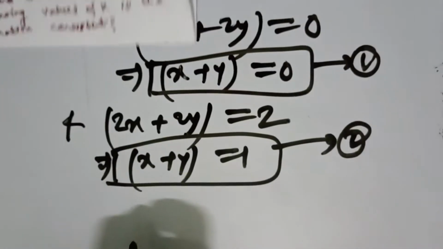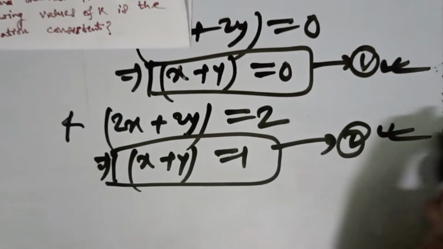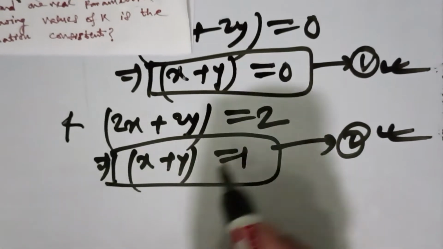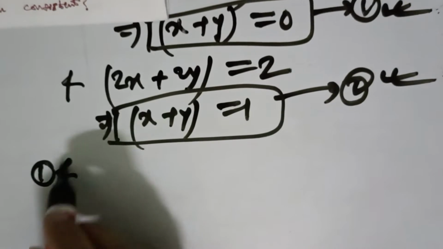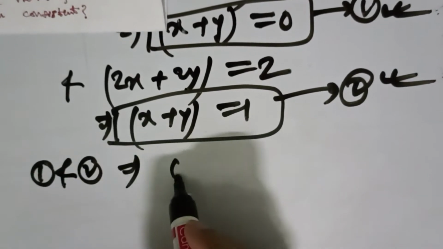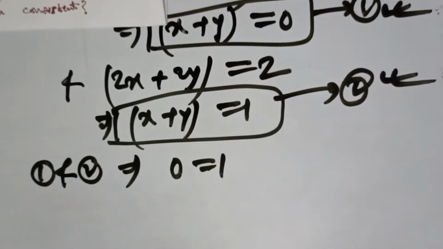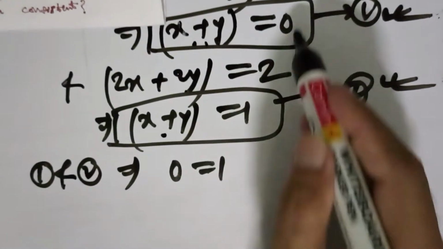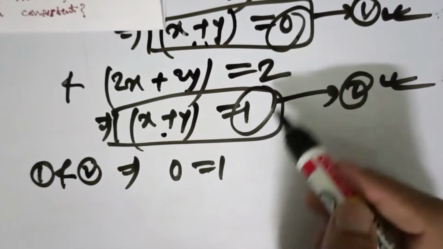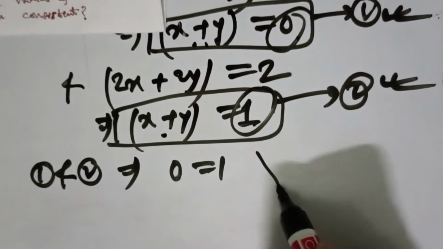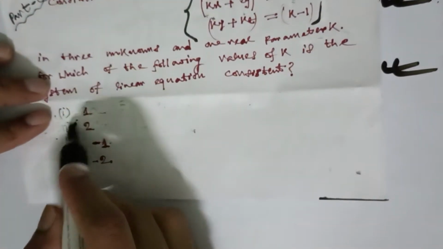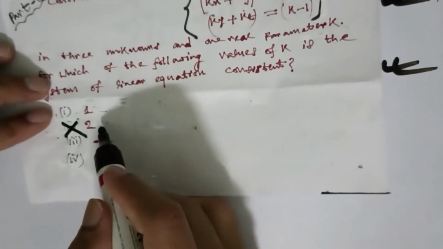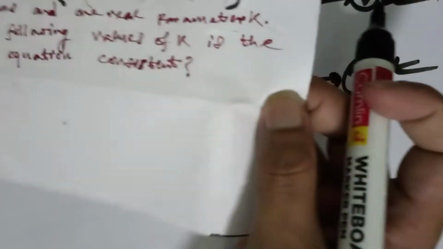So from equations 1 and 2 we get x plus y equal to 0 and x plus y equal to 1. This implies 0 equal to 1, because both left sides are equal, so the right-hand sides should be equal. The right side should be 0 but it has 1, so 0 equal to 1. This is never possible, it is a contradiction. So k can never be 2, and option 2 is incorrect.